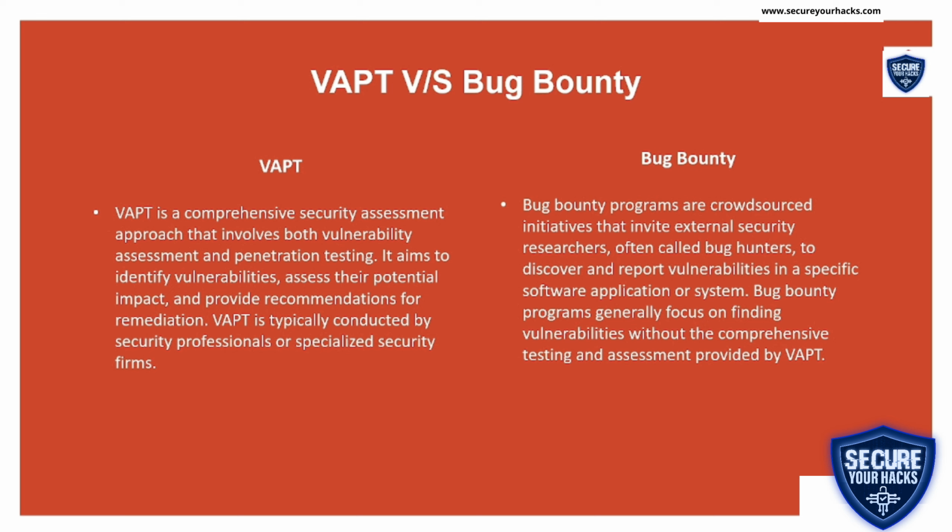Now let's move to the point where we will discuss the difference between VAPT and bug hunting. Let's begin with an introduction to VAPT first, as we already learned about bug hunting. VAPT involves systematically scanning and assessing systems for potential vulnerabilities and weaknesses. I should also tell you the full form: VAPT stands for Vulnerability Assessment and Penetration Testing, which aims to identify security flaws that can be exploited by attackers.